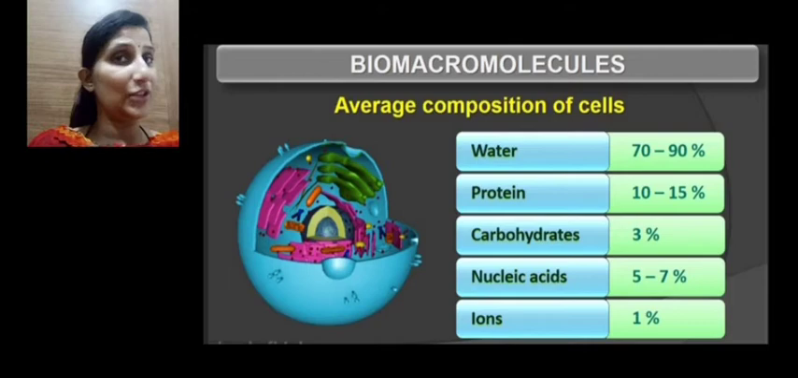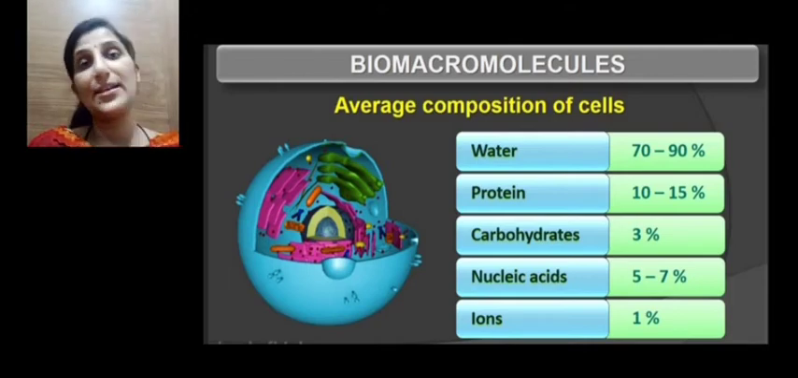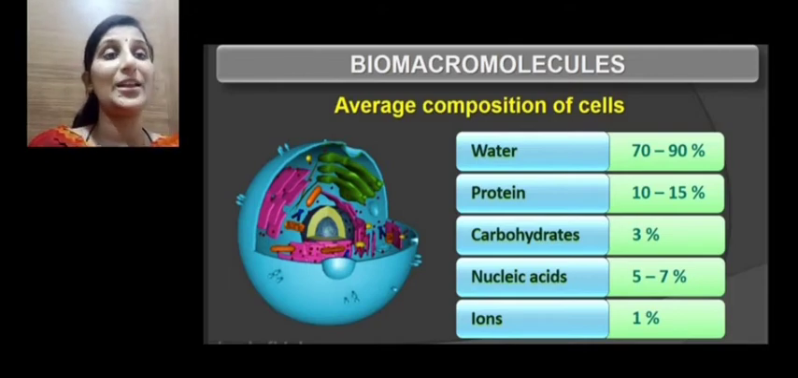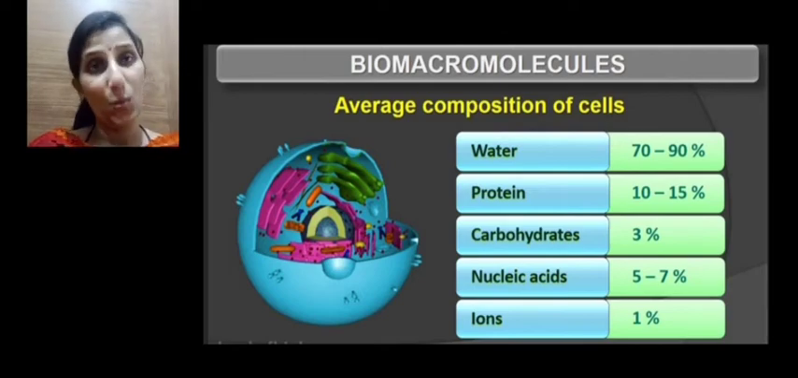So the average composition inside the cell of water is about 70 to 90%. Protein constitutes about 10 to 15%. Carbohydrate, around 3%. Nucleic acids, 5 to 7%. And ions, about 1%.